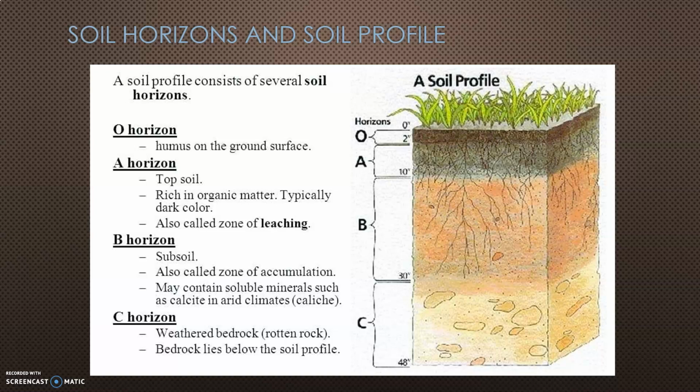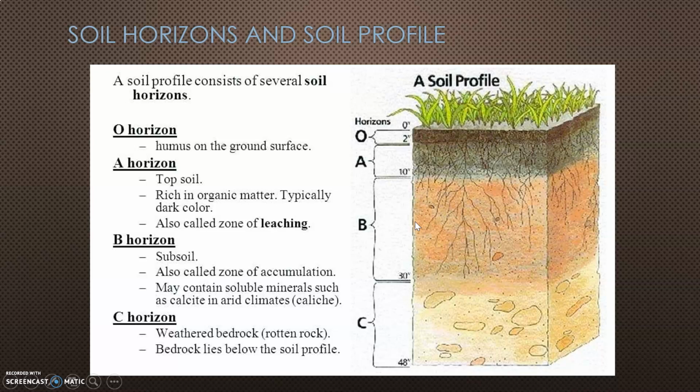This is also where the zone of leaching occurs, which brings me to the E layer, which is the eluviation layer. And basically, it's what allows the rich nutrients from here to go down, or to leach, to move through into the B soil layer.